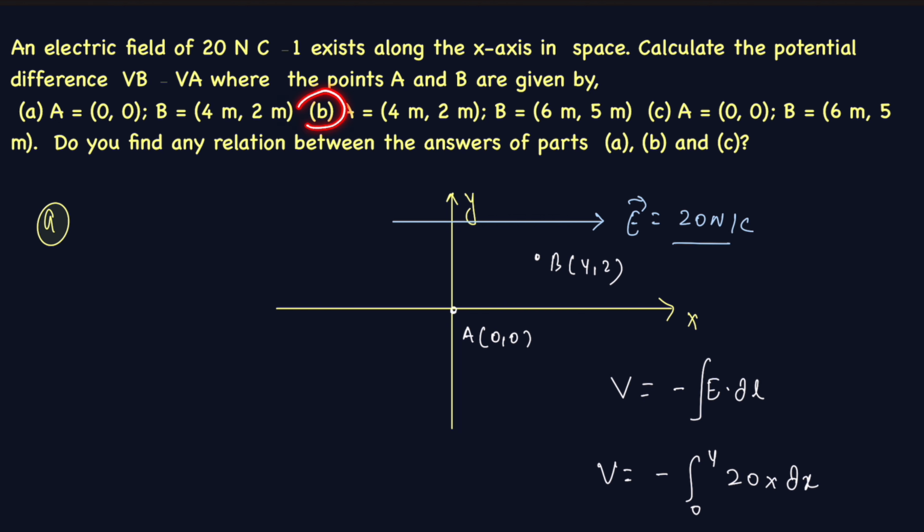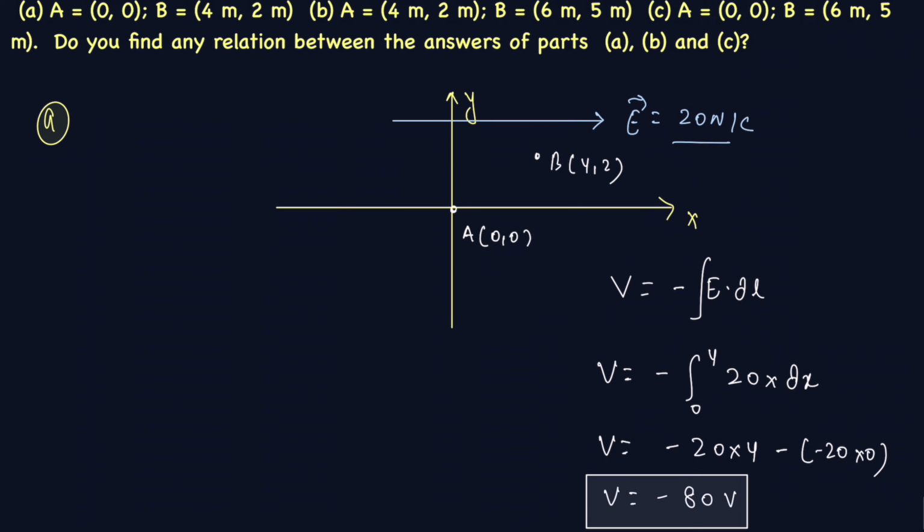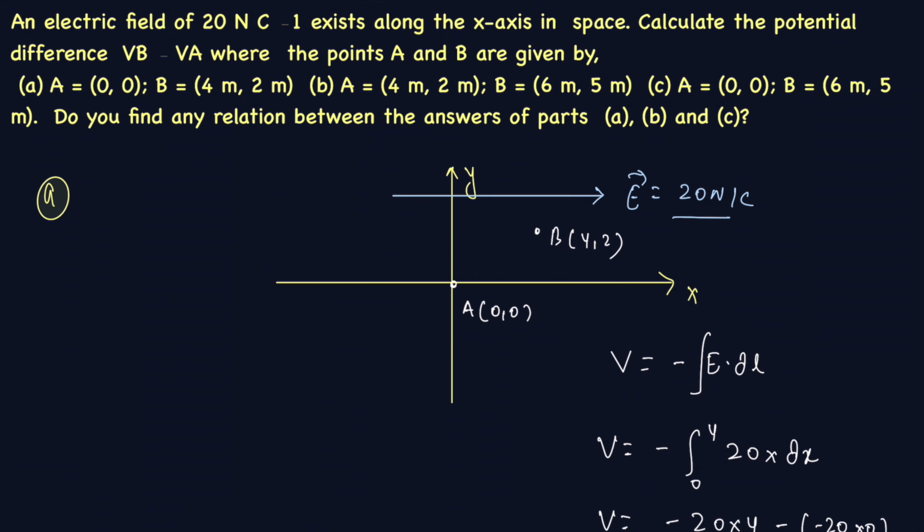Now in the B part, A is equal to 4, 2 and B is equal to 6, 5. So here if we substitute, this is A for the second case and B is 6, 5. So now in this part, we will again use the same formula. V is equal to minus E dot dl.